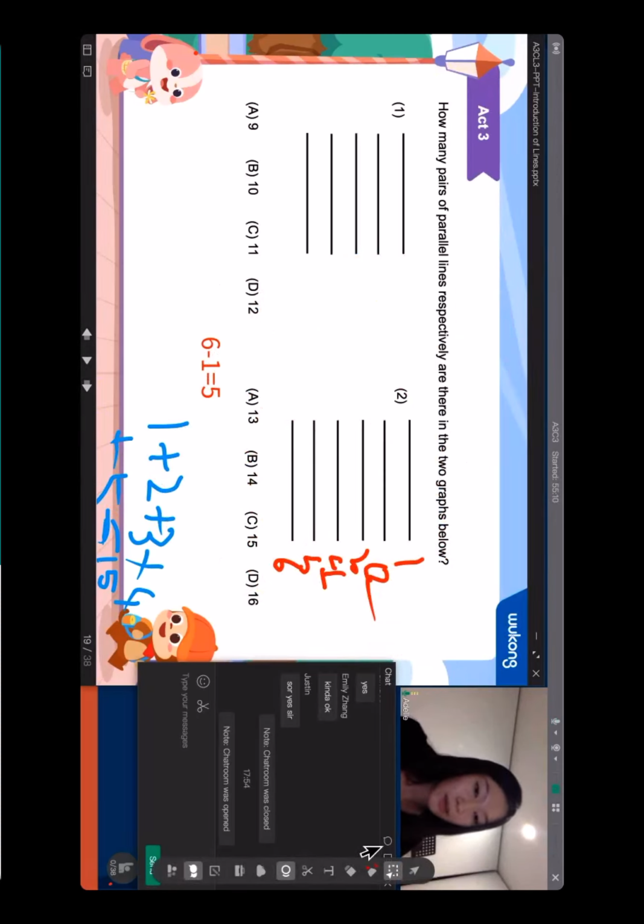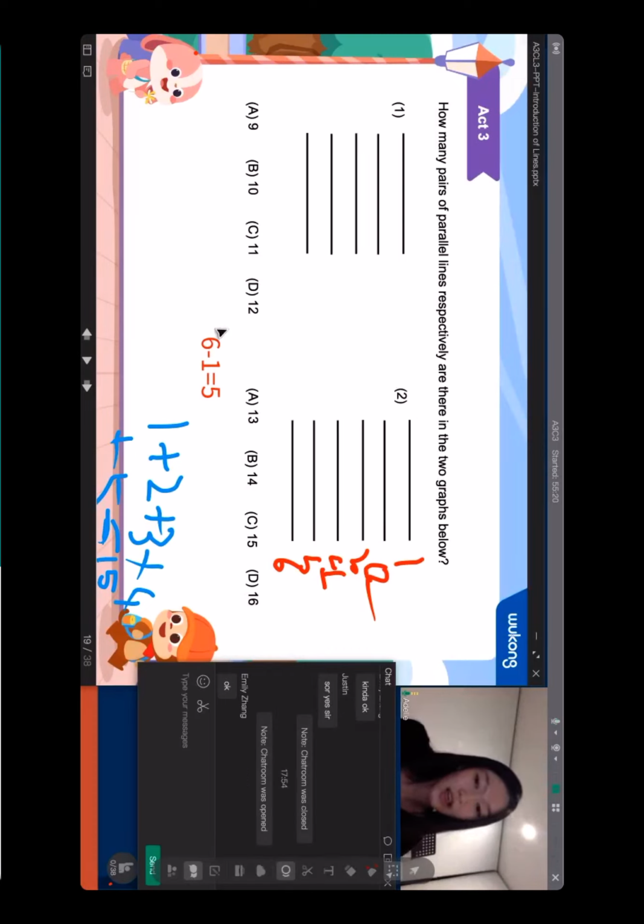I hope that makes sense for everyone. So what Keaton was saying is that he followed the steps that we went through. First, we found the total number of lines, which is 6. Then we subtract 1 to get the number that we're going to go up to. And then we add, starting from 1 in going up order till 5. And the total is 15.